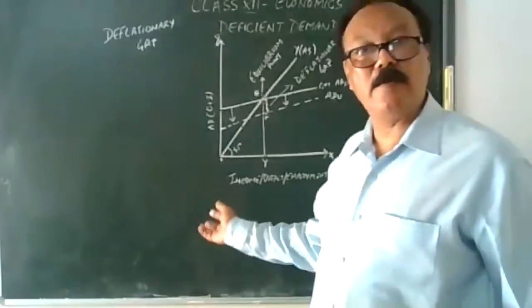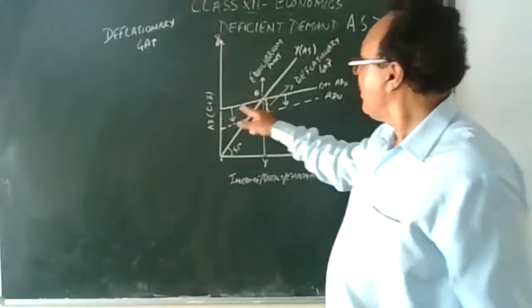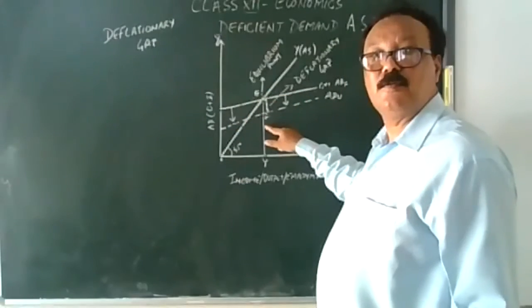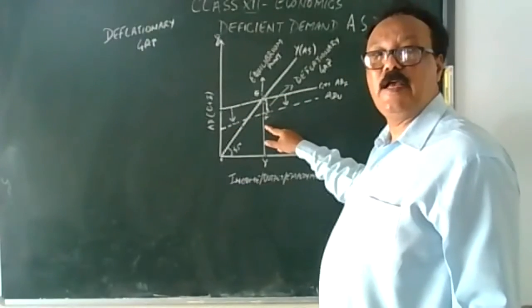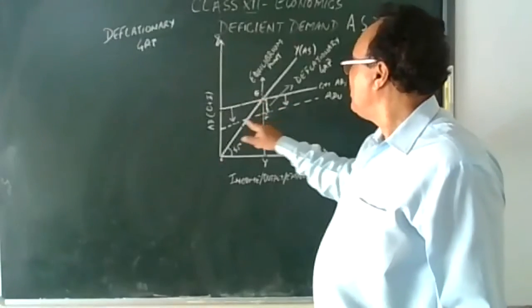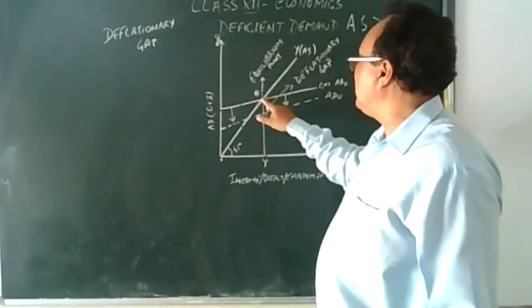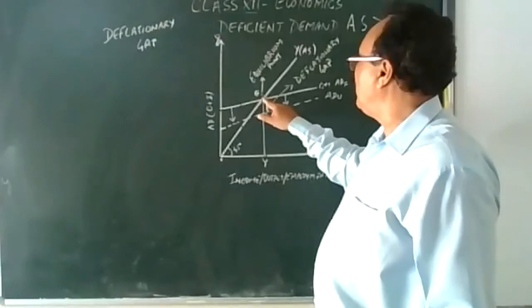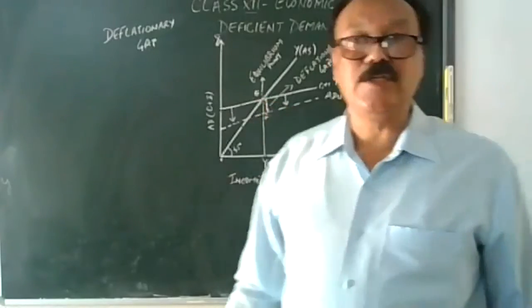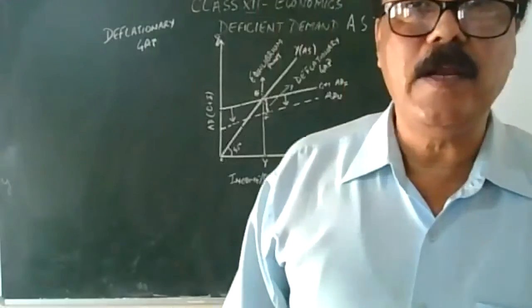Today's topic is the opposite of yesterday. Here, the AD curve falls because of a decrease in the investment expenditure. So it shifts downward, and the gap between the original and the new AD is called the deflationary gap. I hope that is clear, children.